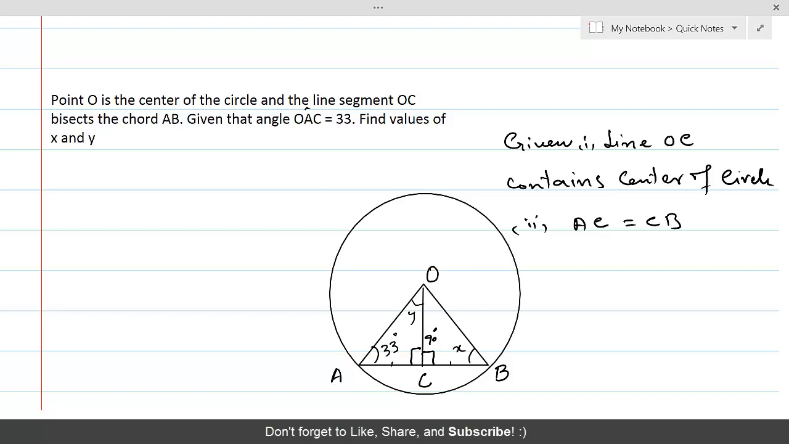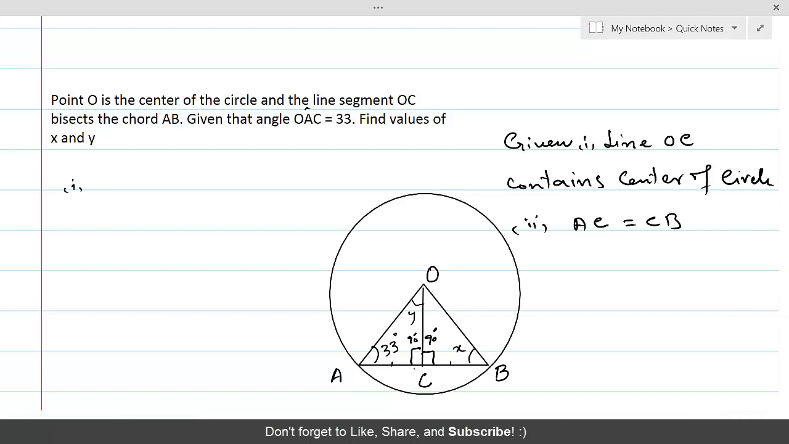Let's find Y easily. So the first part of the question is that now when this angle here is 90 degrees, then the sum of all the angles in a triangle is always 180 degrees.